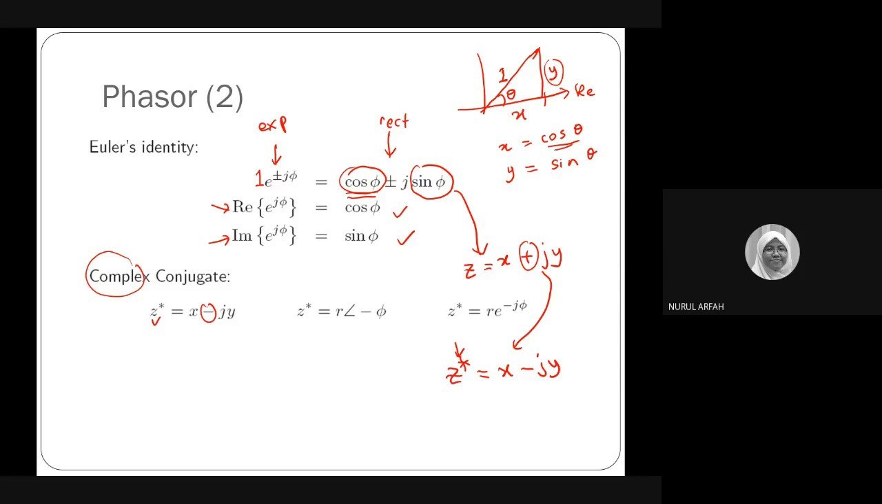What about in polar form? If you have that in polar form, let's say you have z equal to amplitude r with a theta. If you want to conjugate this form, you have an asterisk, and we have the same r, but we are going to conjugate the phase. So you're going to have a negative theta. So far, so good.